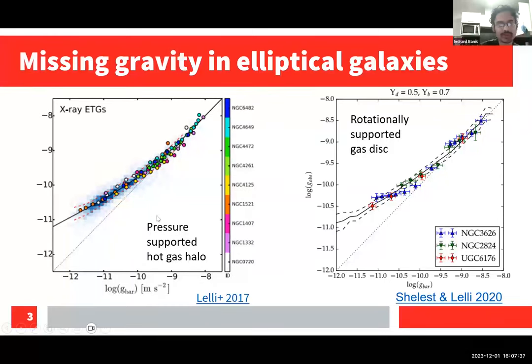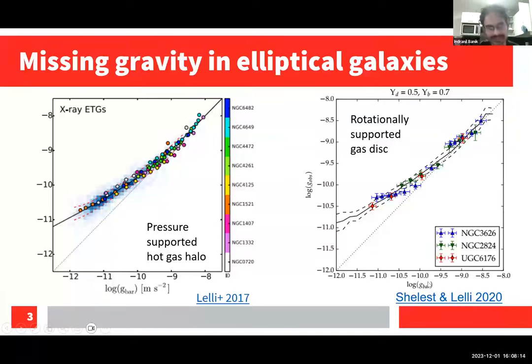This one is from a pressure-supported halo of hot gas around the galaxy. Basically, circular motions would quickly lead to collisions between gas parcels and lead to randomization of the motion. So this is a pressure-supported system, and this is the small fraction of elliptical galaxies which have an actual thin, rotationally supported gas disk, kind of like spiral galaxies. But obviously, in the elliptical case, this is a very subdominant fraction of the mass. Still, it can be used to obtain reliable measurements of the actual gravity.